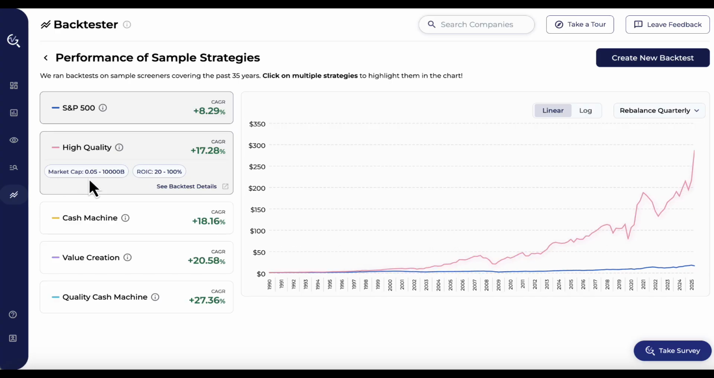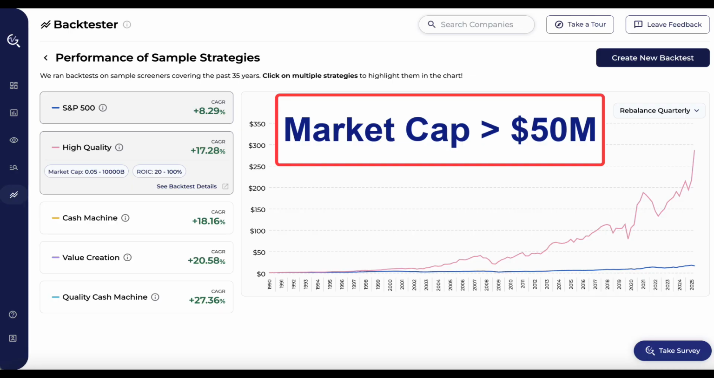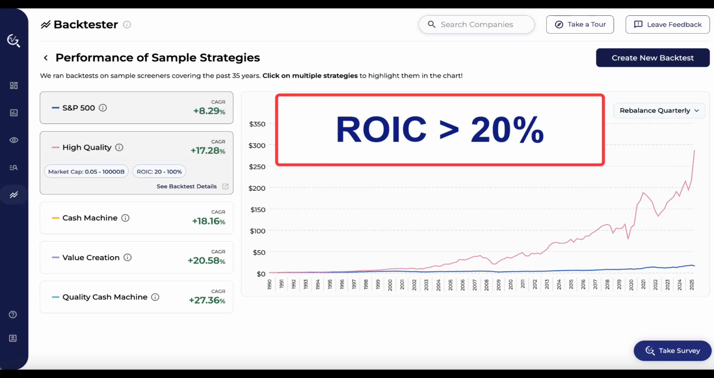And we can see here the two parameters are market cap and ROIC. So we're just looking for companies here that are above 50 million in market cap, ruling out the very small companies where the data is less reliable, more volatile, and looking at high ROIC, in this case above 20%.